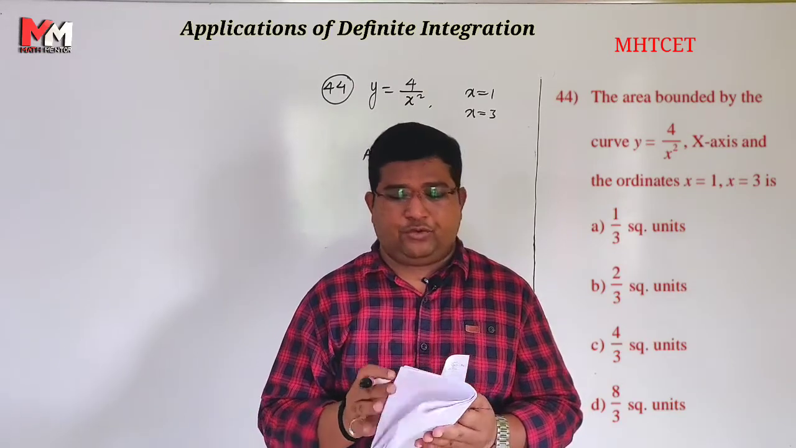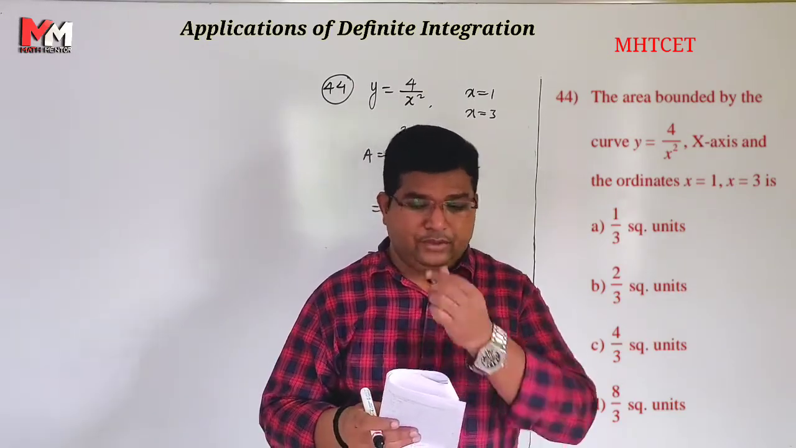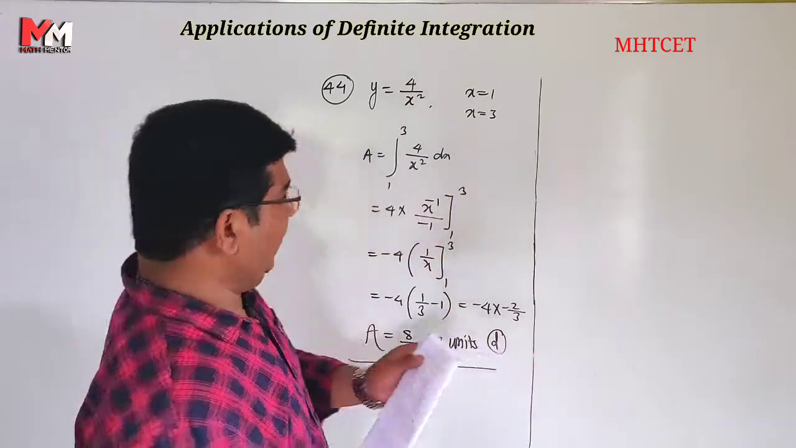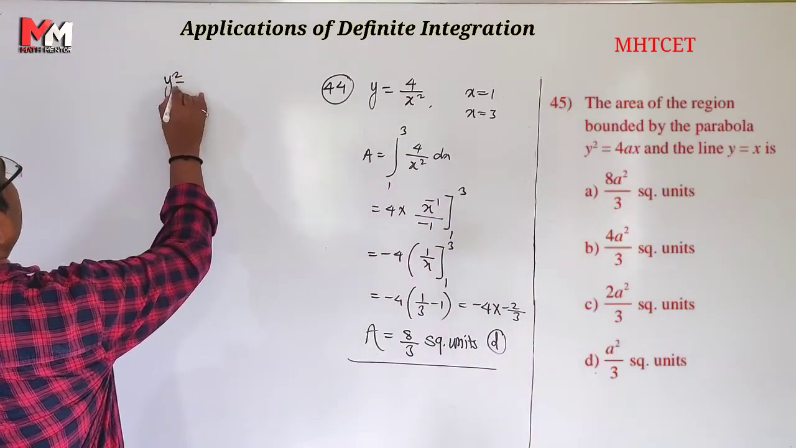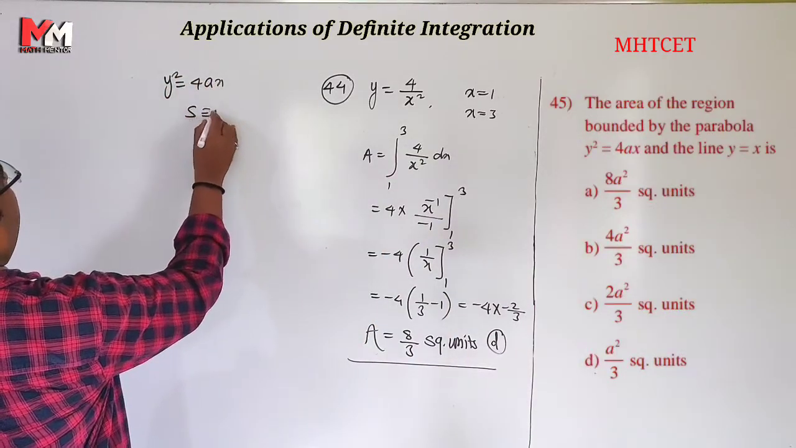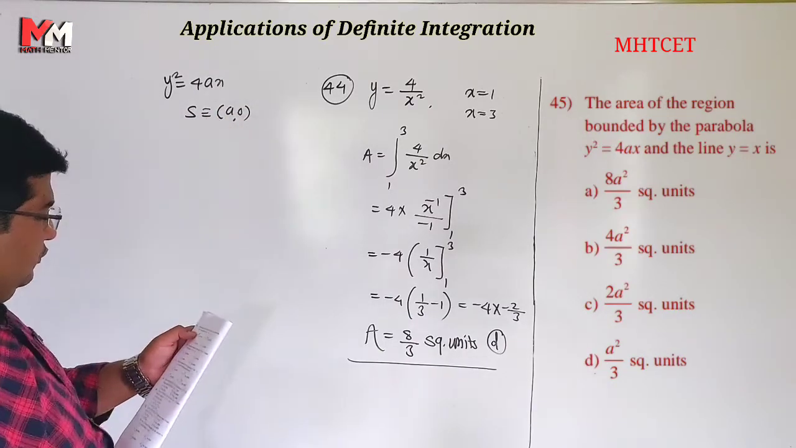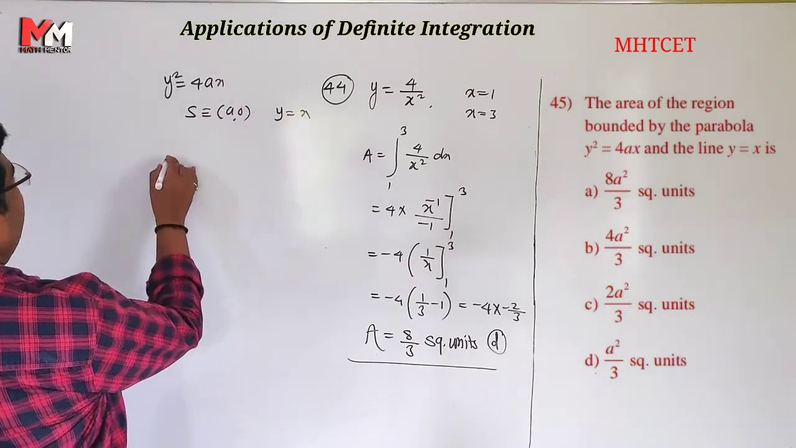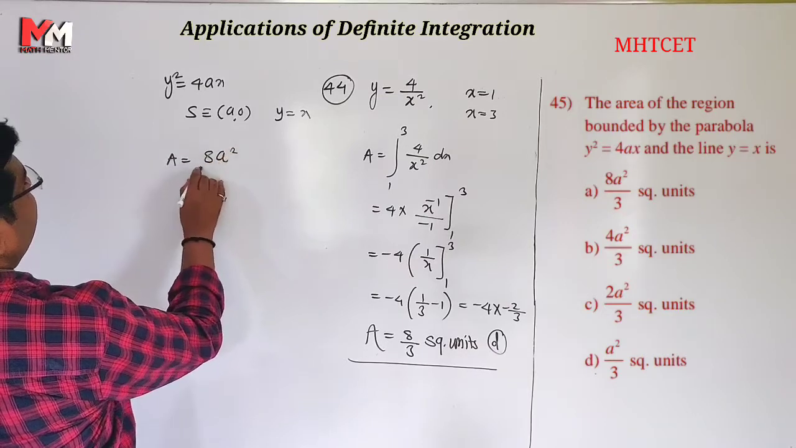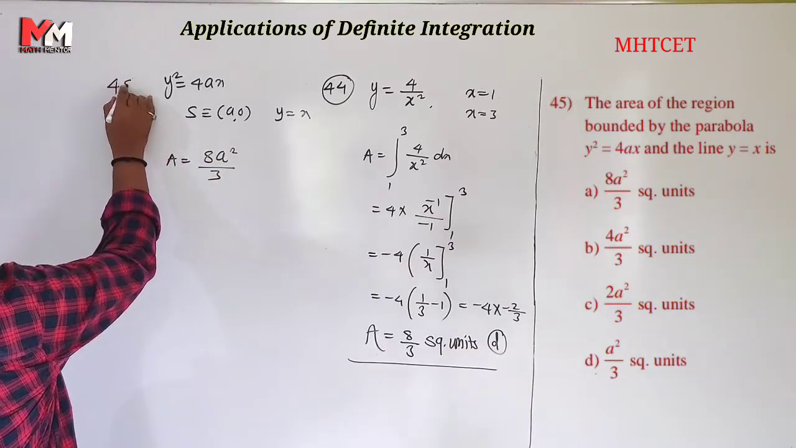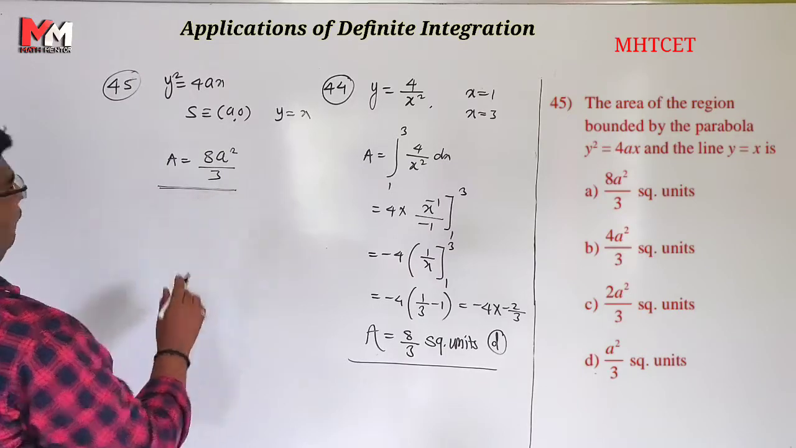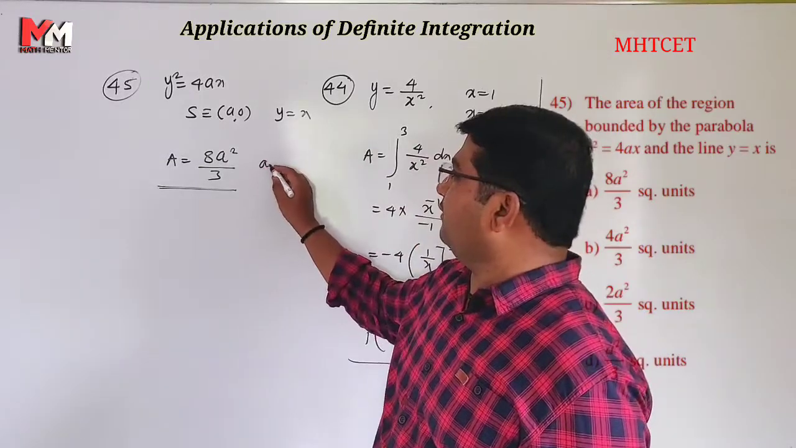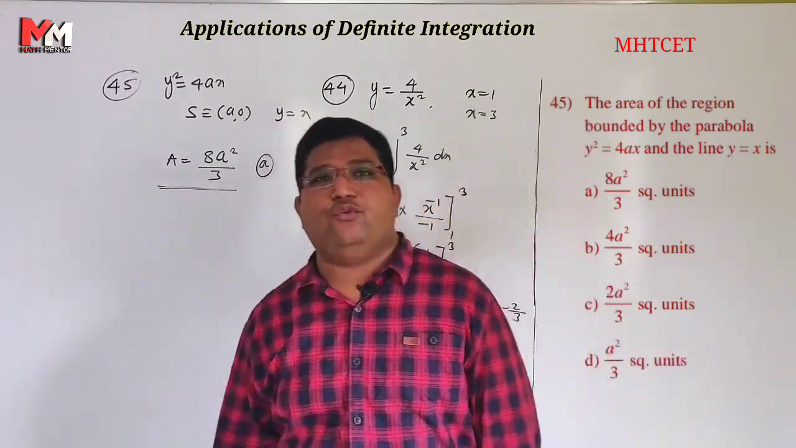Okay, so let's see MCQ number 45. He has given the area of the region bounded by the parabola y square is equal to 4ax. If y square is equal to 4ax, its focus is (a, 0). One line is y is equal to x. So that is the required area, latus rectum, 8a square by 3. This is the shortcut for 45 also, parabola and latus rectum y is equal to x. So this is 8a square by 3, that is option number A. Got it? So 44 and 45 completed.